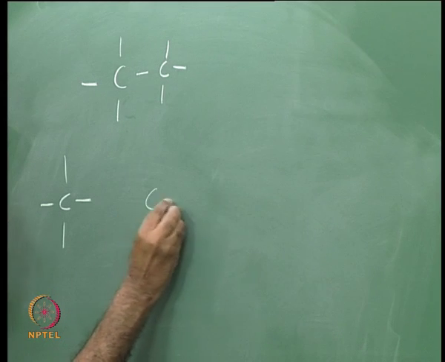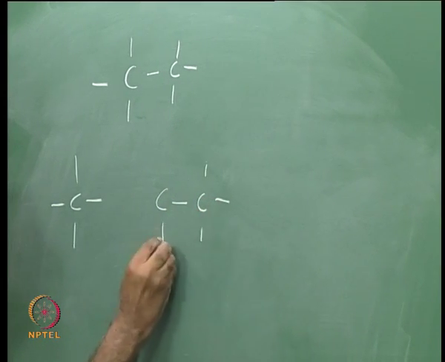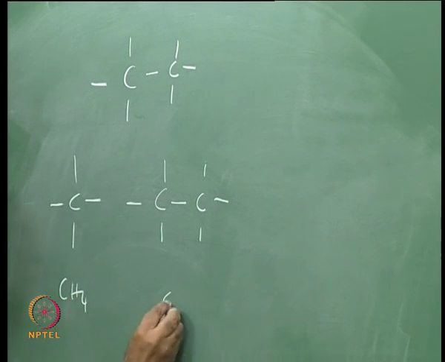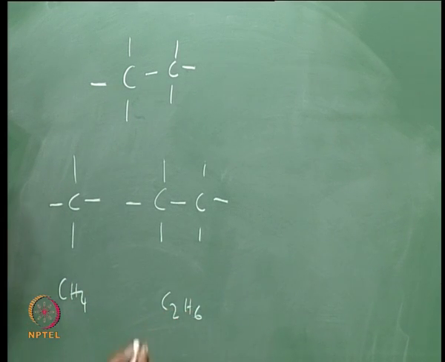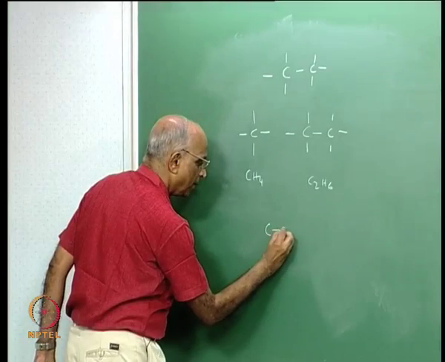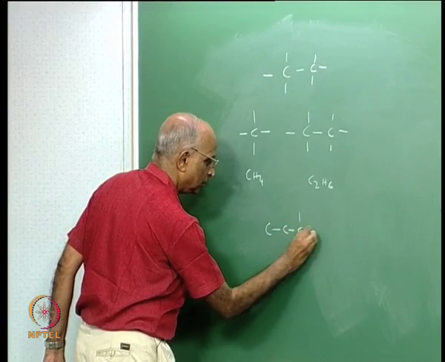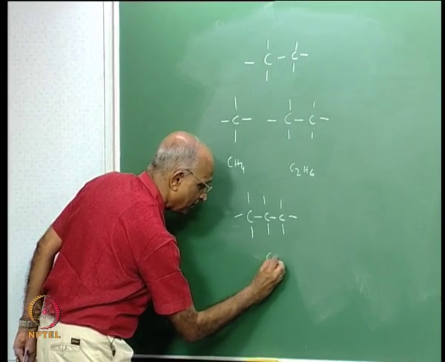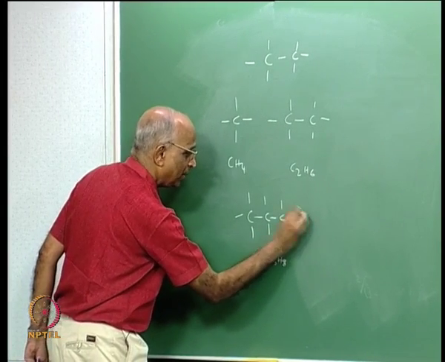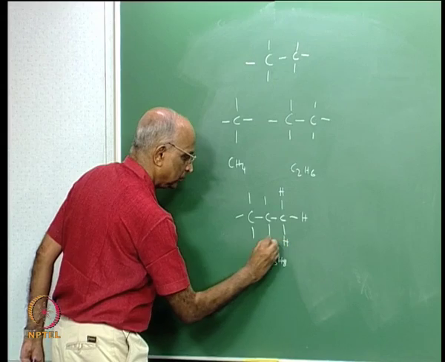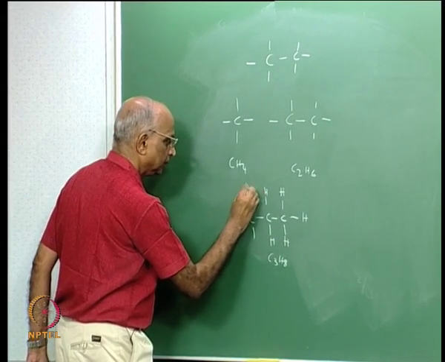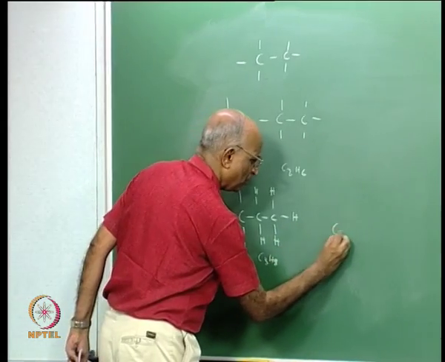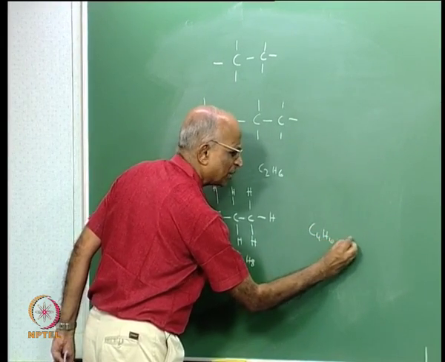The next one is ethane, that is C2H6. Maybe next is propane, C3H8, all are H over here. Next is butane, C4H10, and so on the chain goes.